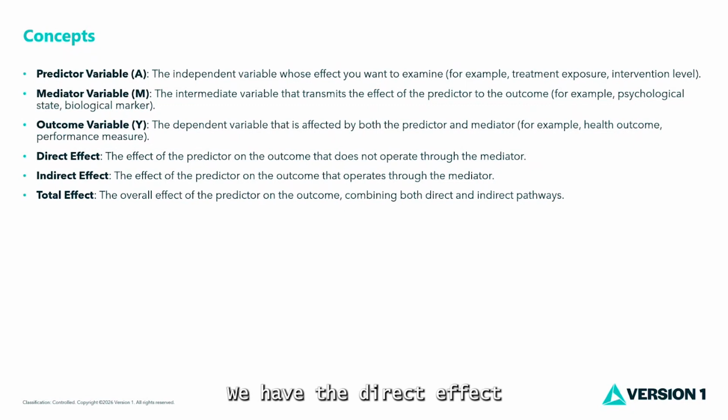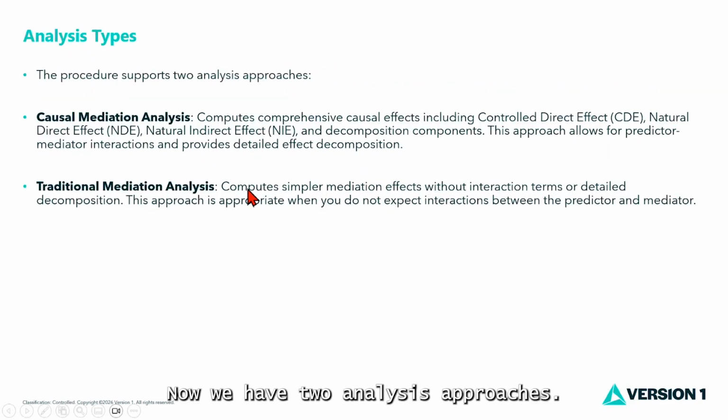We have the direct effect, which is the effect of the predictor on the outcome that does not operate through the mediator. We have the indirect effect. This is the effect of the predictor on the outcome that operates through the mediator. And we have the total effect, and this is the overall effect of the predictor on the outcome, combining both direct and indirect pathways.